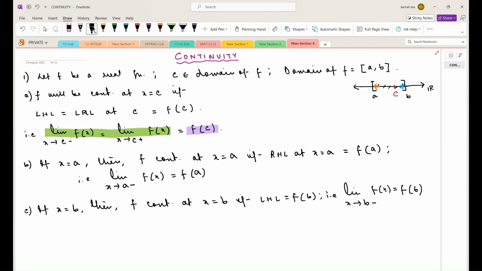And the last thing that we have to know is, what do we mean by the fact that f is continuous over the whole interval?